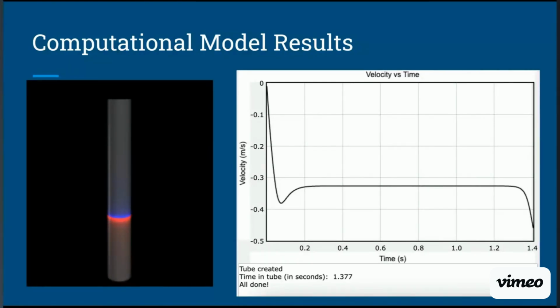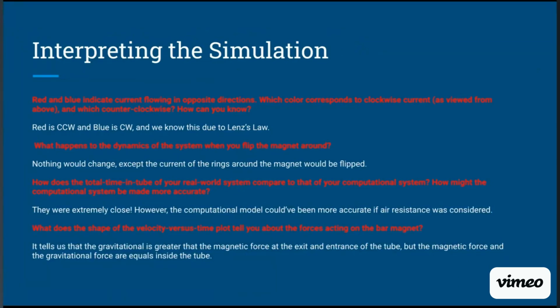Additionally, this velocity and time graph shows us that at first the gravitational force is stronger than the magnetic force at the start, but when the magnet gets inside of the tube, the forces equal each other, making the magnet move at a constant speed. Then again, the gravitational force is stronger once the bar magnet reaches the end of the tube. And finally, the computer also tells us that the time in the tube was 1.377 seconds, which is extremely close to the experimental results. Now let's answer these questions, starting with the first one.